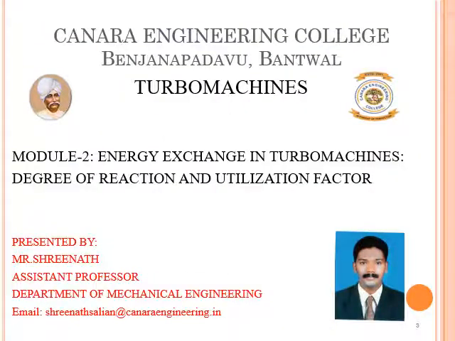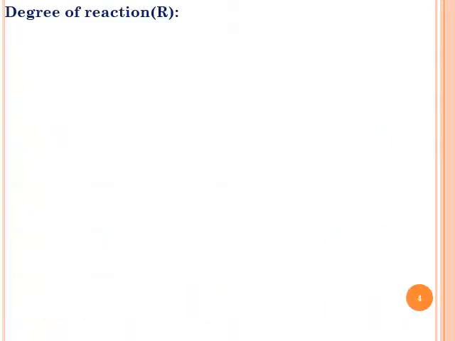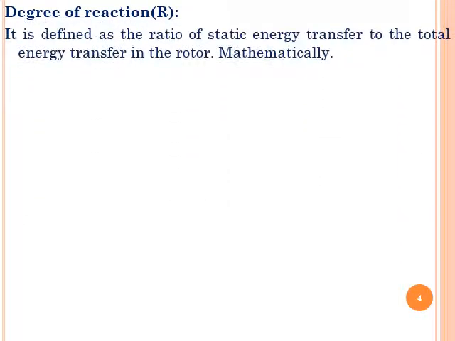I will explain what we mean by degree of reaction and utilization factor, and how to derive the expression for degree of reaction and utilization factor. The degree of reaction, denoted by the letter R, is defined as the ratio of static energy transfer to the total energy transfer in the rotor.